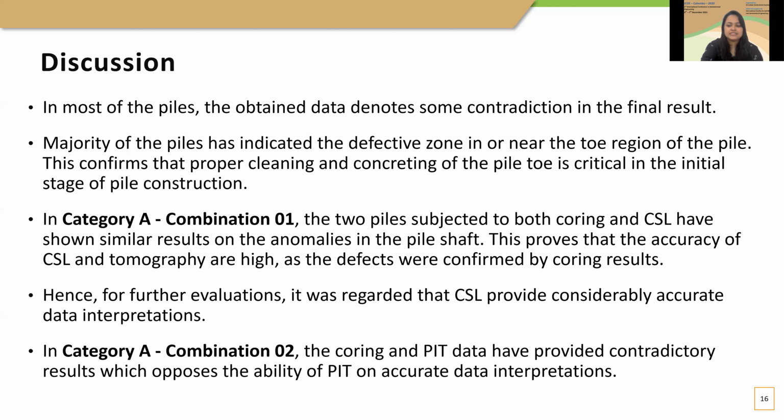In regard to piles in combination 2, where coring and PIT are considered, it has provided different outcomes of pile integrity, and this questions the ability of PIT to accurately identify the defects in the pile.